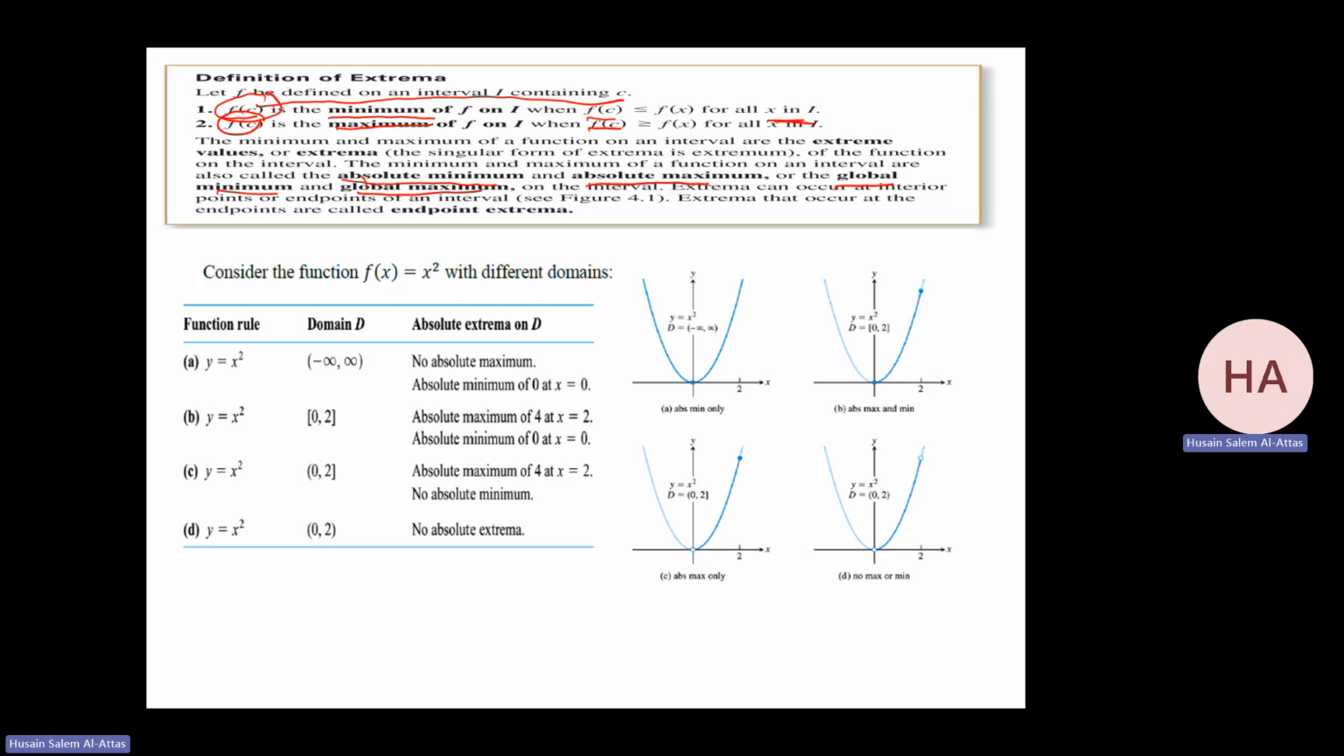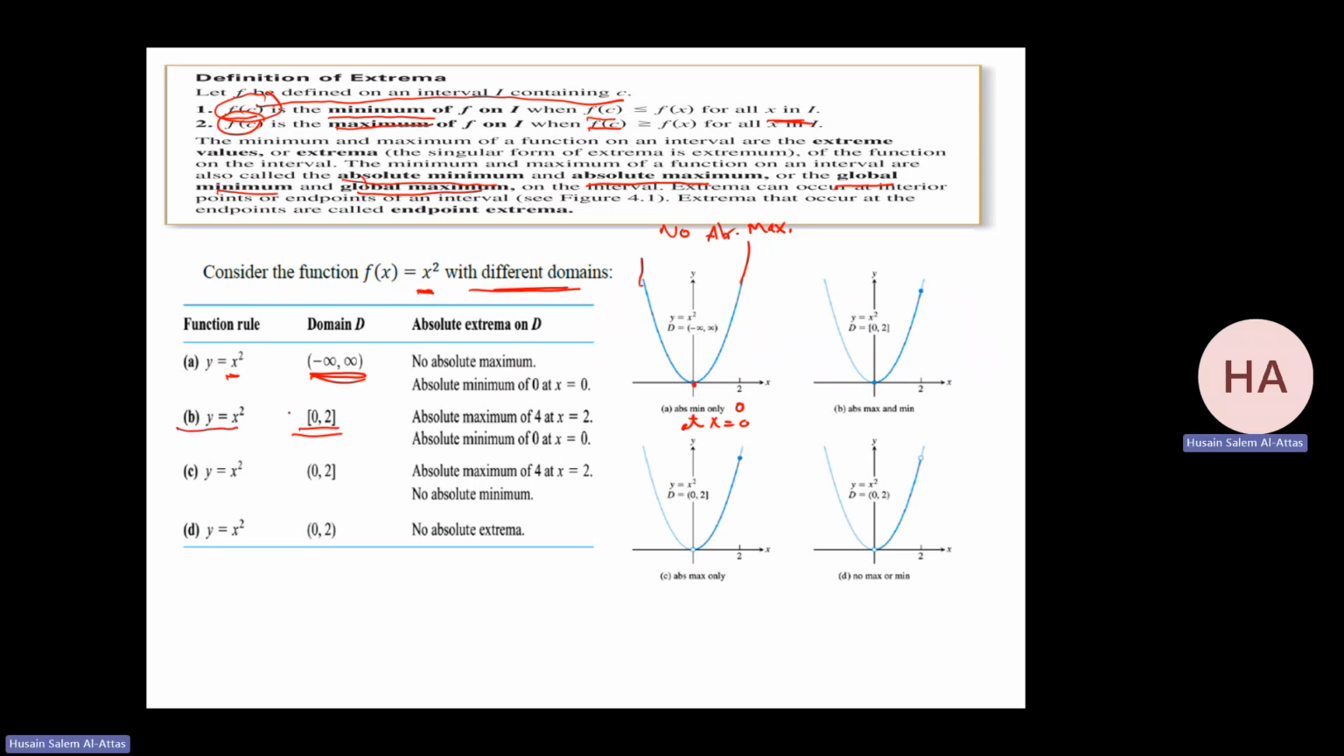Okay, let me consider this function with different domains. If we took x squared from minus infinity to infinity, we notice we have here an absolute minimum. So the absolute minimum is 0 at x equals 0. Is there an absolute maximum? No, because the function is going to infinity in both directions, since I'm taking the full interval, minus infinity to infinity. So no absolute maximum.